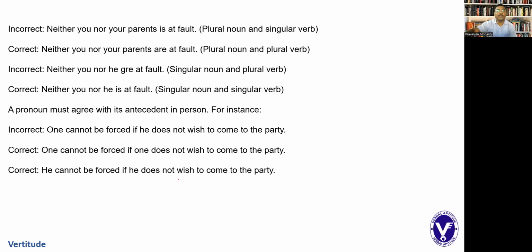Neither you nor your parents is at fault. Now here it says your parents, which is plural. The verb here is singular. So this is an error. But here the parents is plural. The verb is plural. So this sentence is correct.